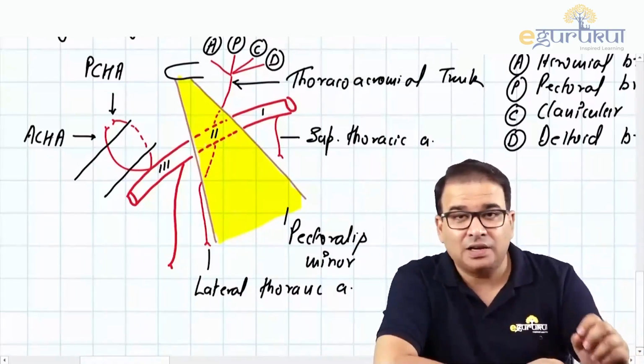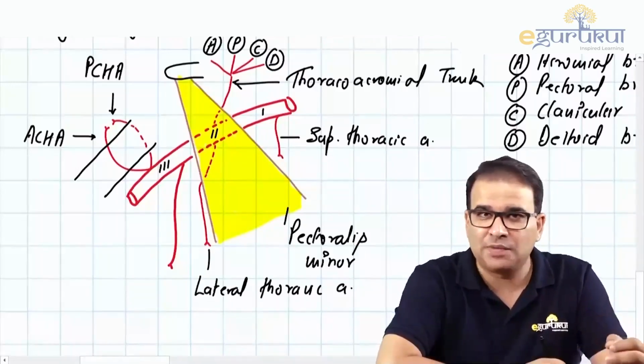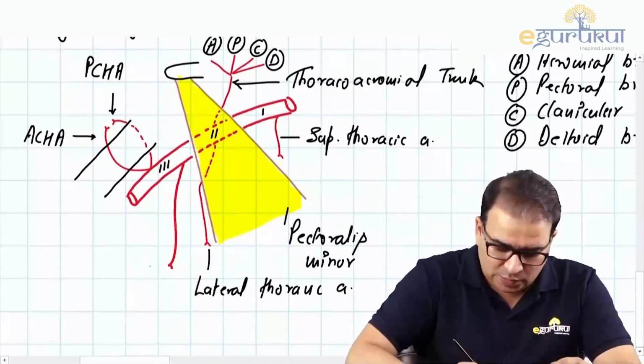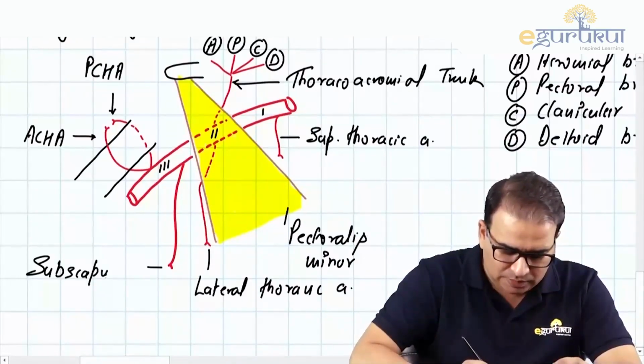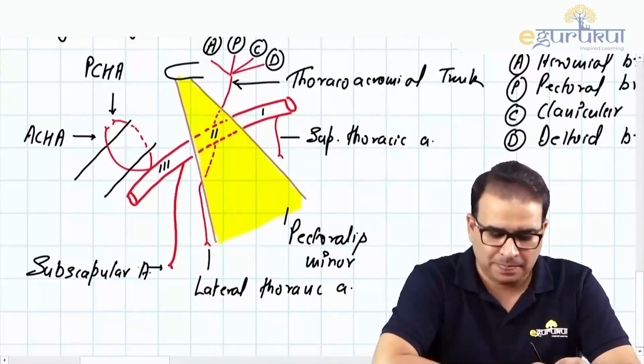And then we said the largest branch of the axillary artery is also coming from the third part, and this is the one I was talking about. This is the subscapular artery. This artery here is the subscapular artery.